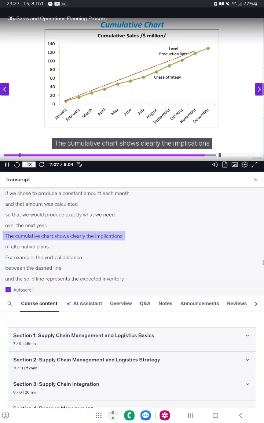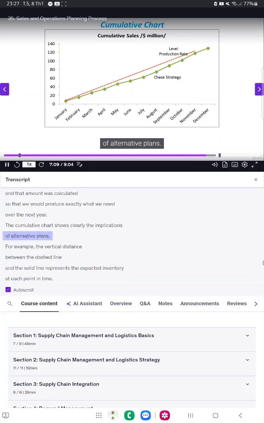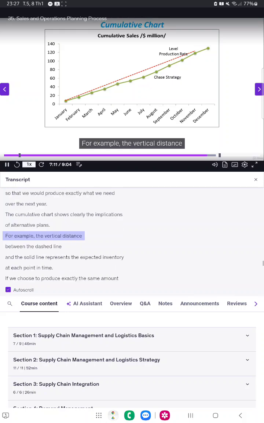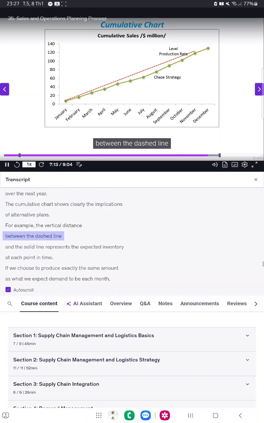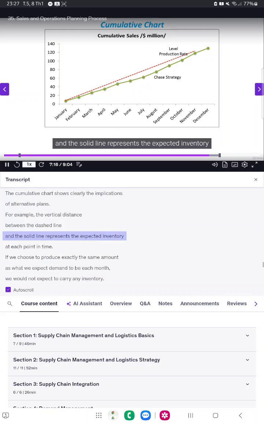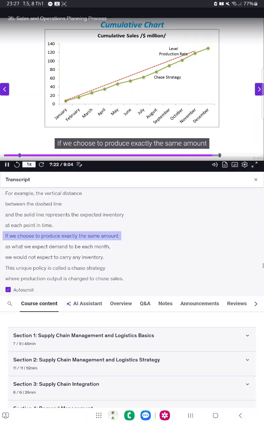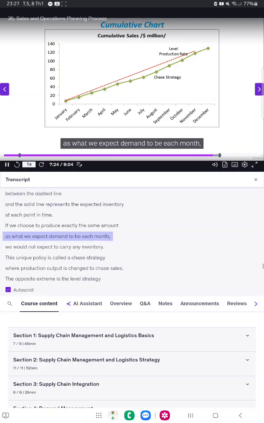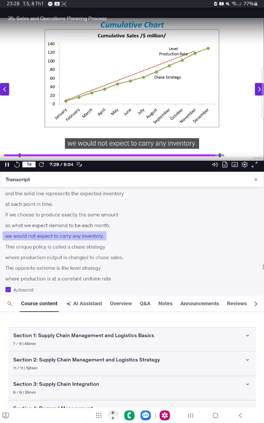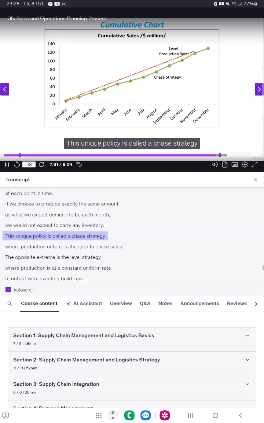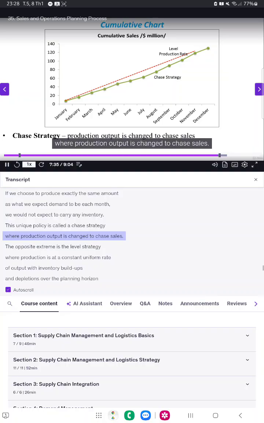The cumulative chart shows clearly the implications of alternative plans. For example, the vertical distance between the dashed line and the solid line represents the expected inventory at each point in time. If we choose to produce exactly the same amount as what we expect demand to be each month, we would not expect to carry any inventory. This unique policy is called a chase strategy, where production output is changed to chase sales.